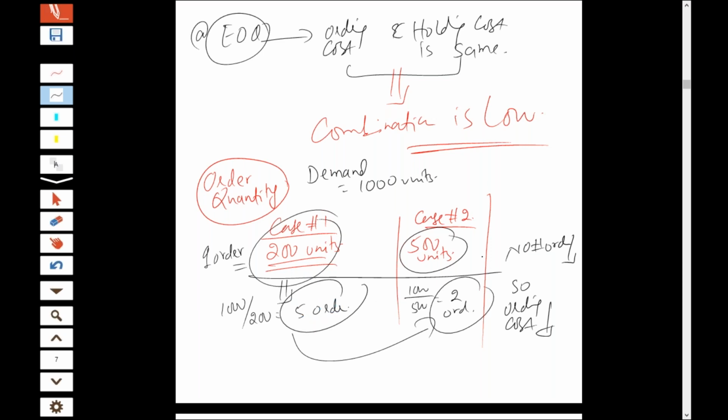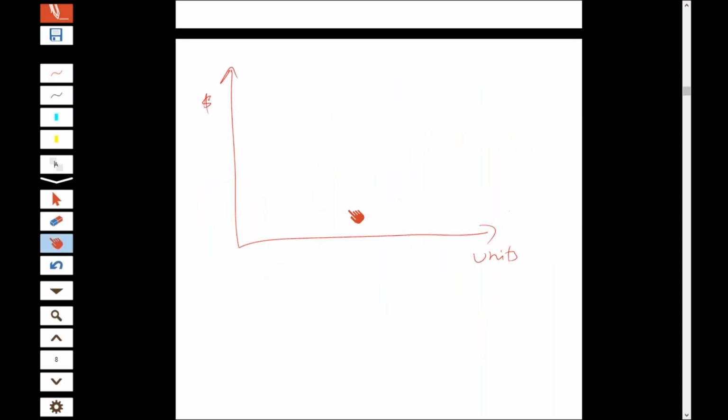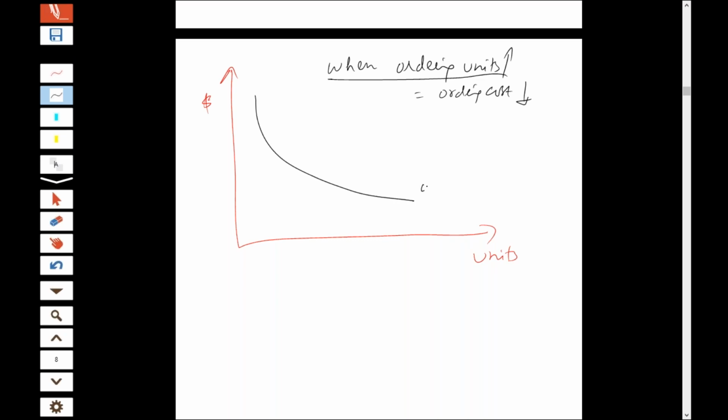So when your order quantity increases, I am going to draw the graph. These are units and these are cost, and I am writing a caption here. When ordering units increase, that means ordering cost is reduced, that way. This is the ordering cost.